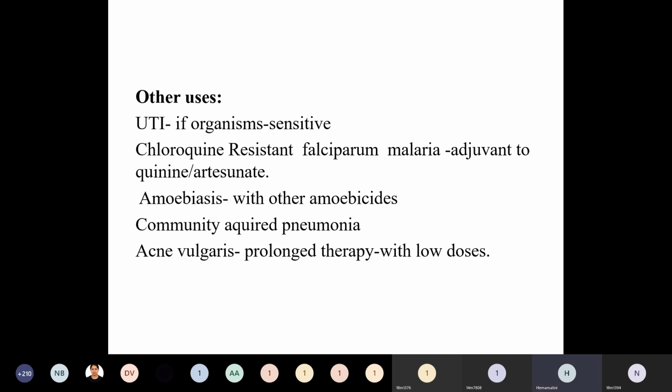So coming to the other uses, used in urinary tract infection. If the organism is sensitive only to this drug, then you can use tetracyclines. And in chloroquine resistant falciparum malaria, it is used as adjuvant to quinine or artesunate. And also for amoebiasis with the other anti-amoebic drugs, and community acquired pneumonia, acne vulgaris.